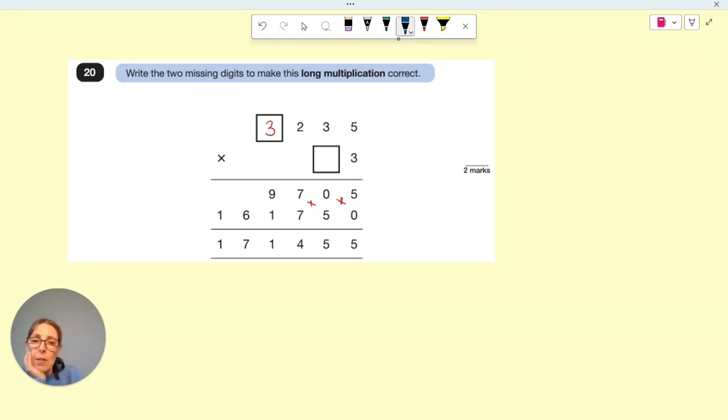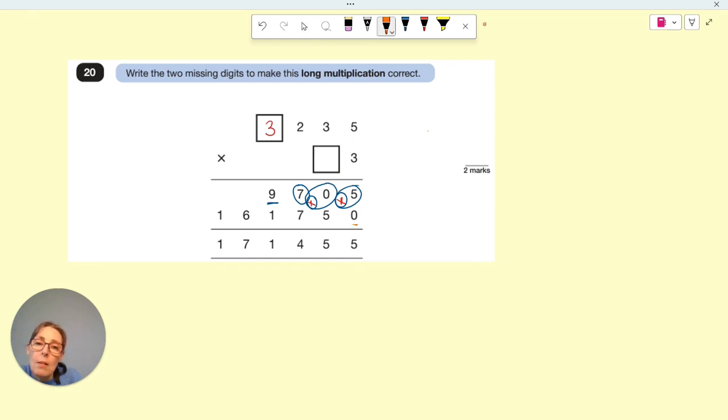3 times 5 is 15. So I've got my 15 there. 3 times 3 is 9, but I've got that 1, so that's made it into a 10. 3 times 2 is 6, but I've got that 1, which makes it into a 7. So then the only thing we've got left is 3 times 3, which is 9. Let's change the colours. I'll use orange. That'll be nice and clear.